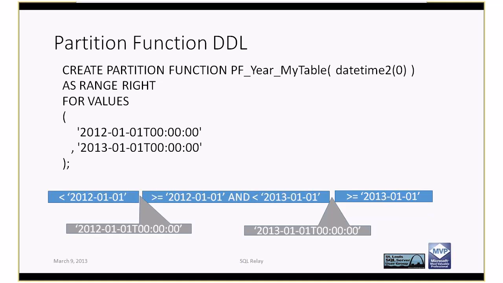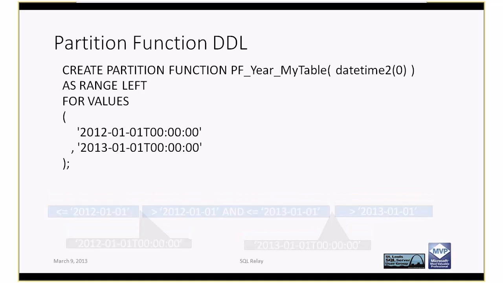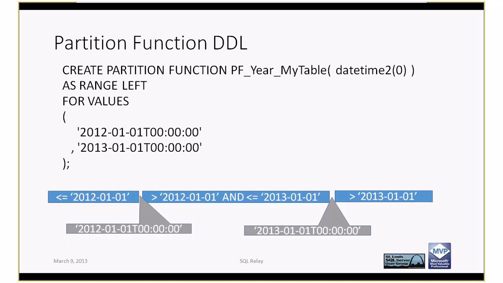Here's the exact same scenario with the range left partition. It has the exact same boundary. In this case, the first partition has anything that's less than or equal to January 1st, 2012, midnight. And the second partition has everything after. It's really just the same as before. The only difference is the boundary value is inclusive on the left partition.